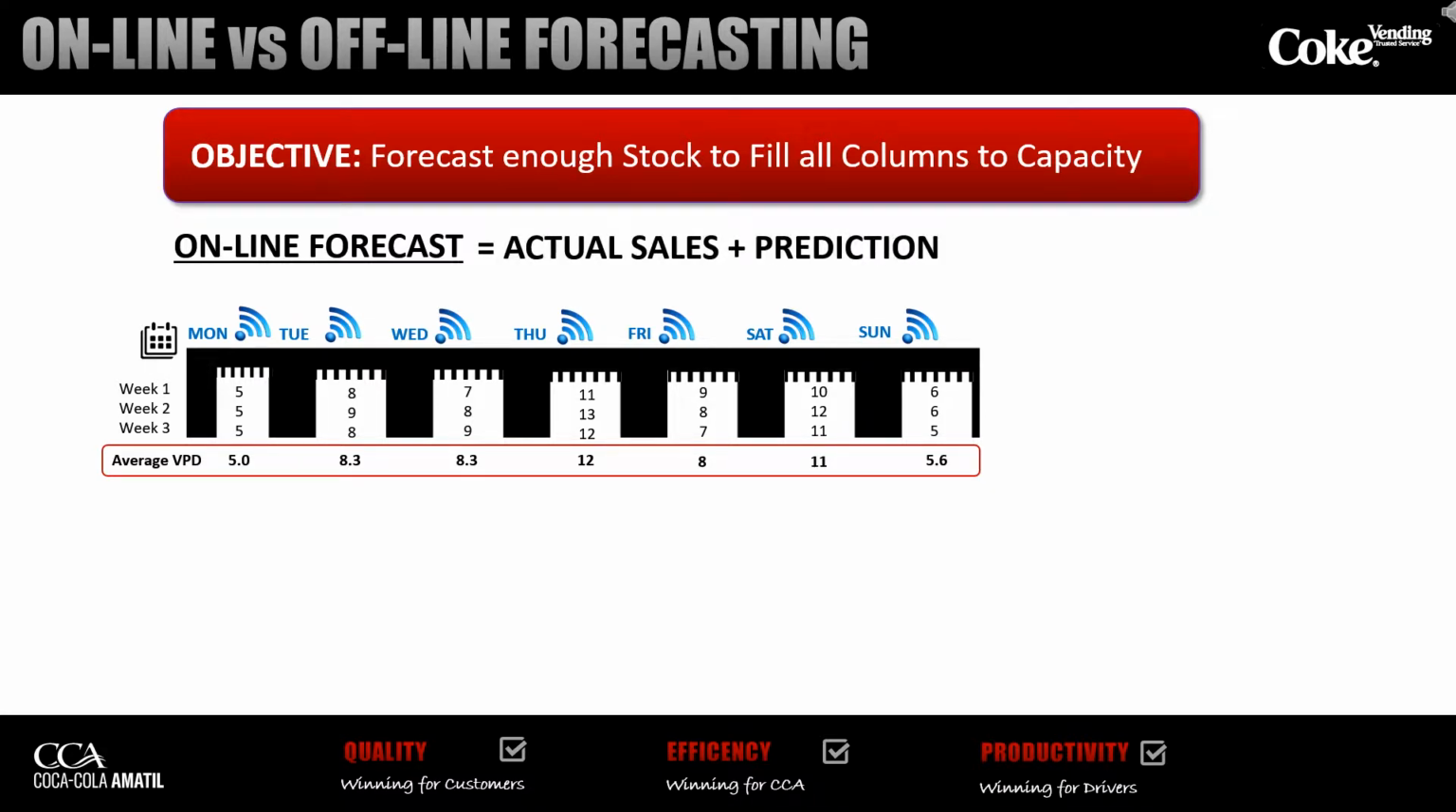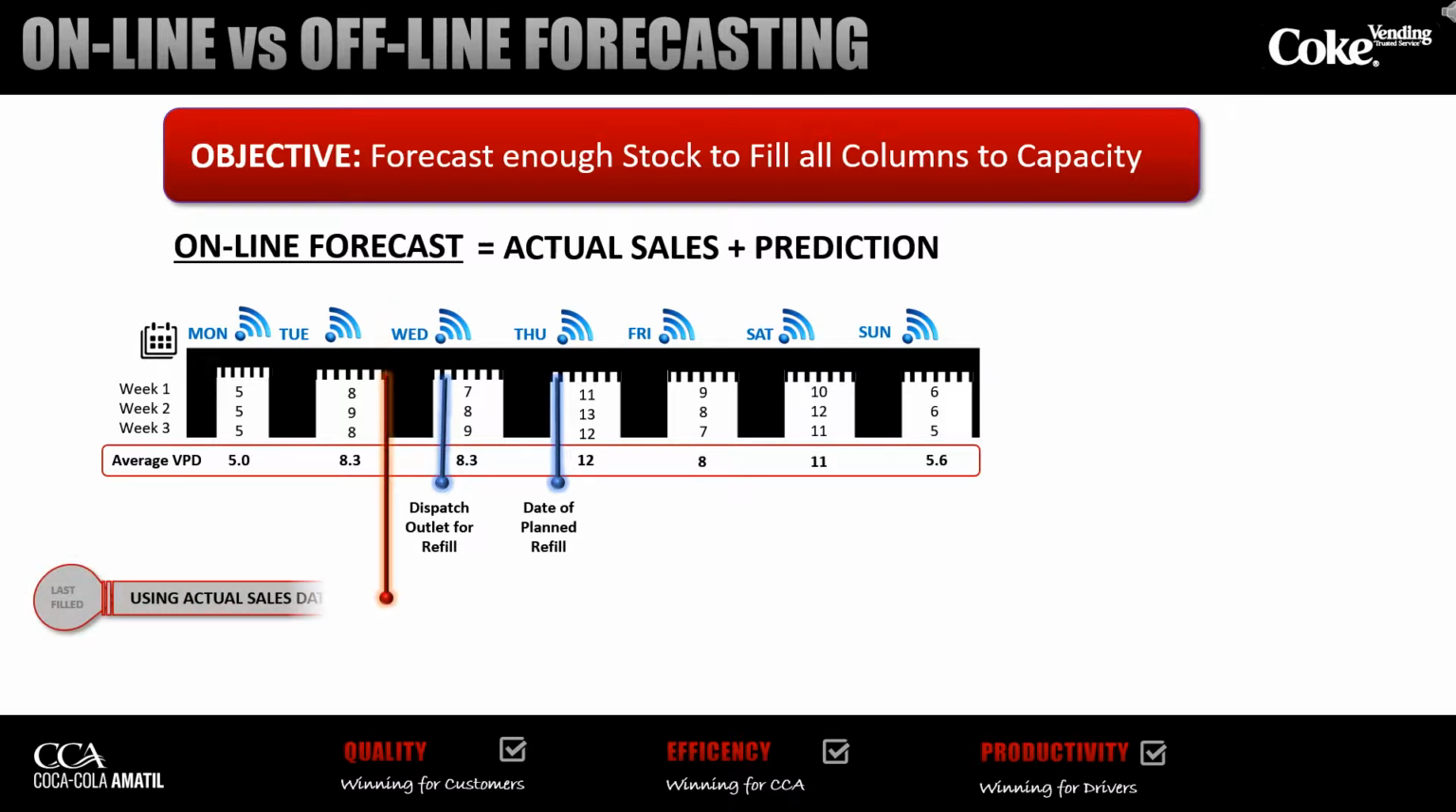Why little prediction, you may ask? Take, for example, a machine dispatched on a Wednesday for a Thursday fill. To create a stock order to replenish, the system adds the previous actual sales up to the night before, which was Tuesday night. This means Wednesday and Thursday require a prediction to be added to the order. That prediction utilizes the daily average vends per day by product.